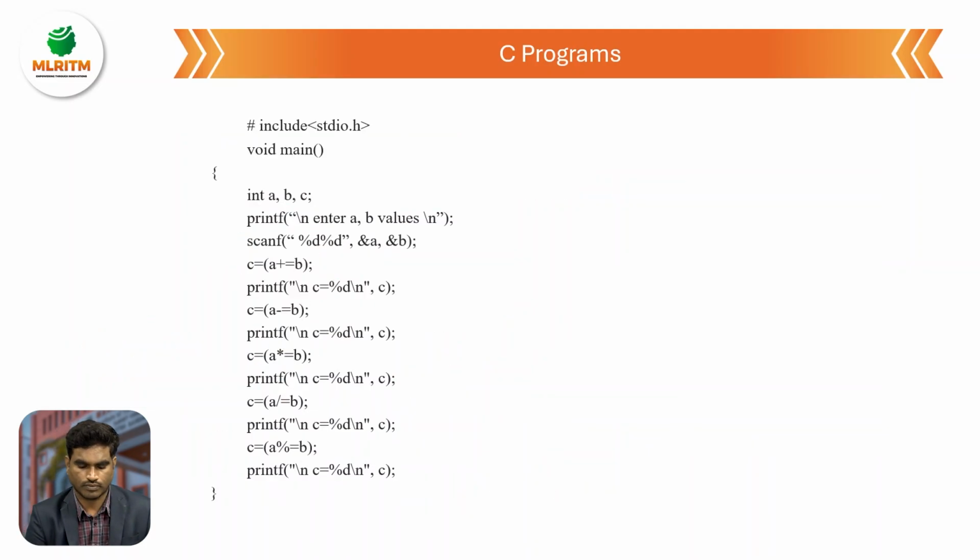Here we are writing one sample program by using assignment operators, the shorthand assignment operators. First, we declare the integer variables. After declaring, we read the values. Here we are reading the A and B values from the keyboard. Next, C = A += B, we evaluate this expression.